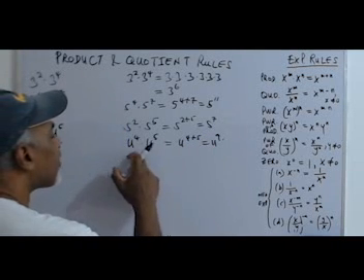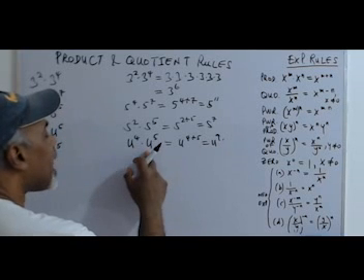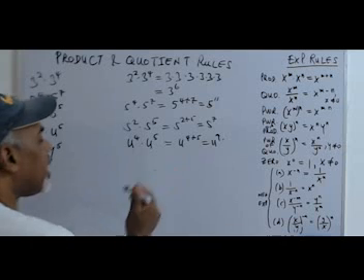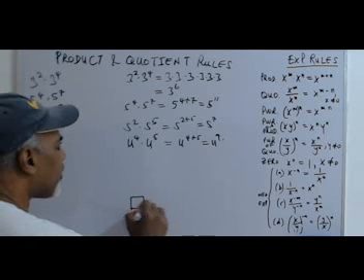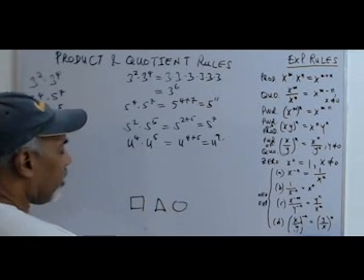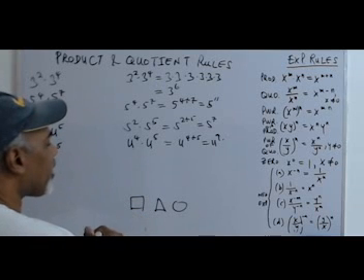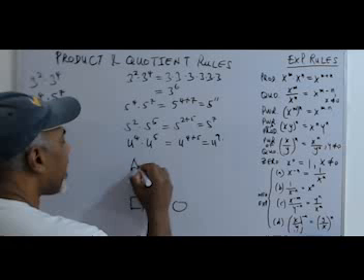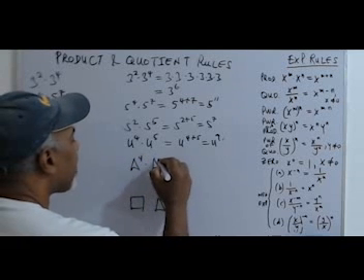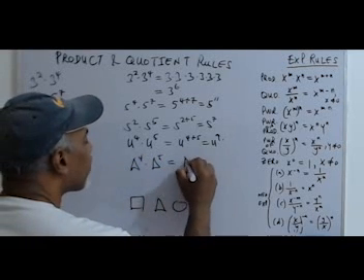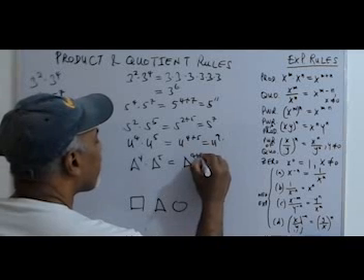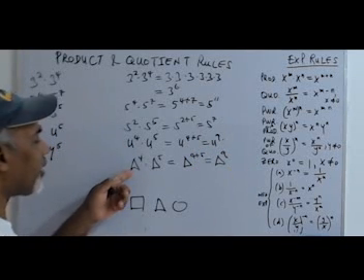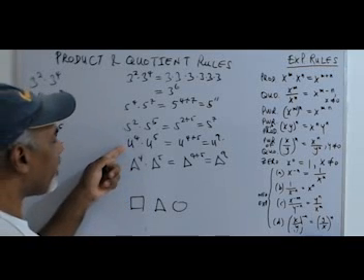Now, these variables don't have to be English letters. They could be Greek letters. They could be just general symbols like square, triangle, circle, as long as the symbol in the expression is the same. So something like triangle to the 4th times triangle to the 5th, that would be triangle to the 4 plus 5, which is triangle to the 9th. It may look strange, but it's the same thing.